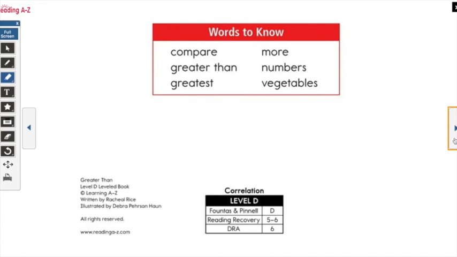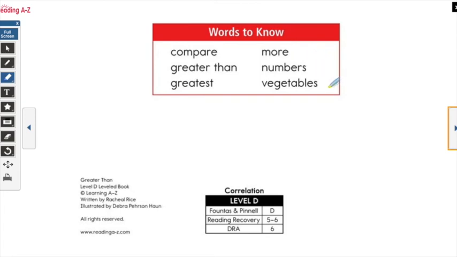Our words to know for this book are compare, which means to look at two things and figure out how they relate to one another. Look at two things and figure out information about them. Greater than, which means more than. Greatest, which means the most or the largest. More.